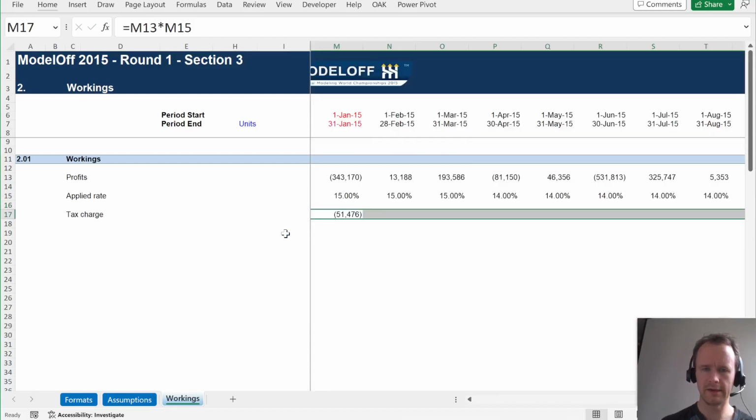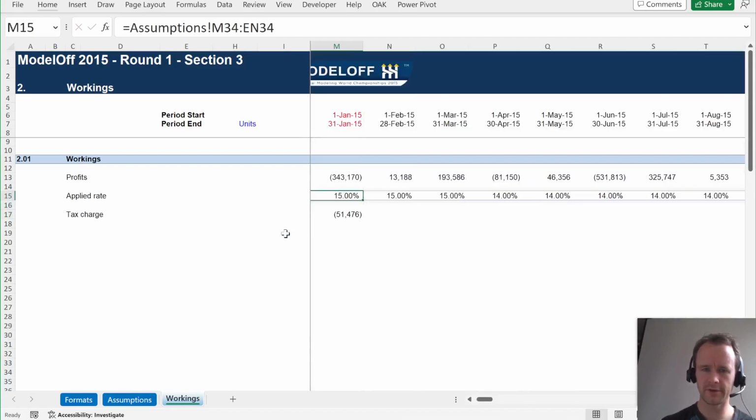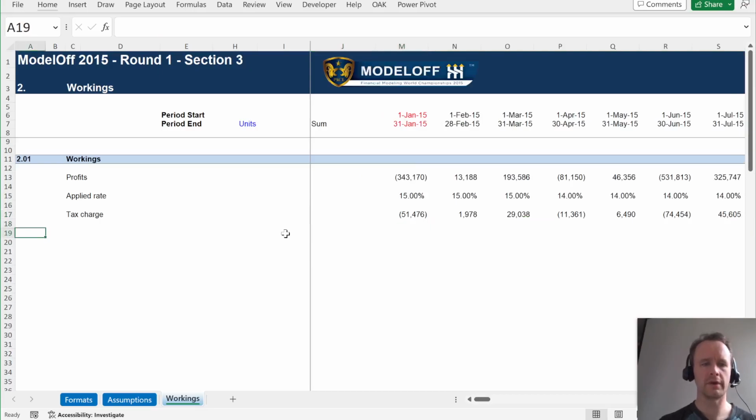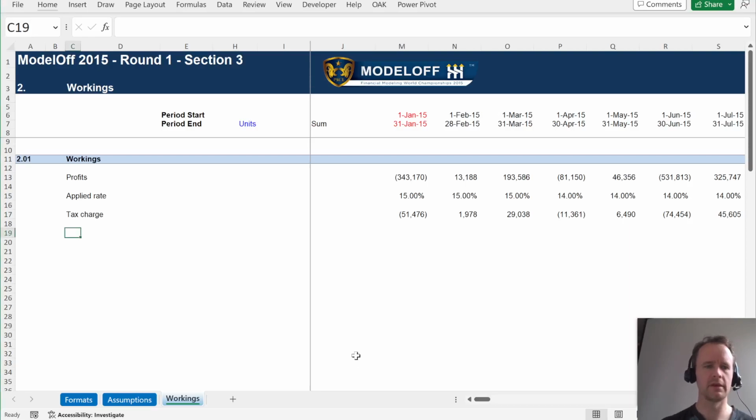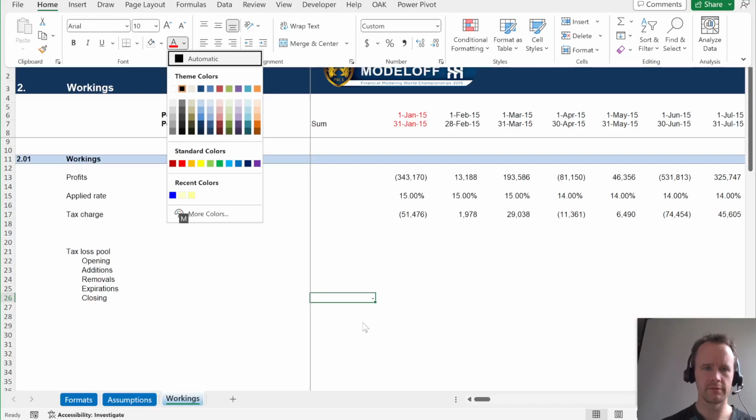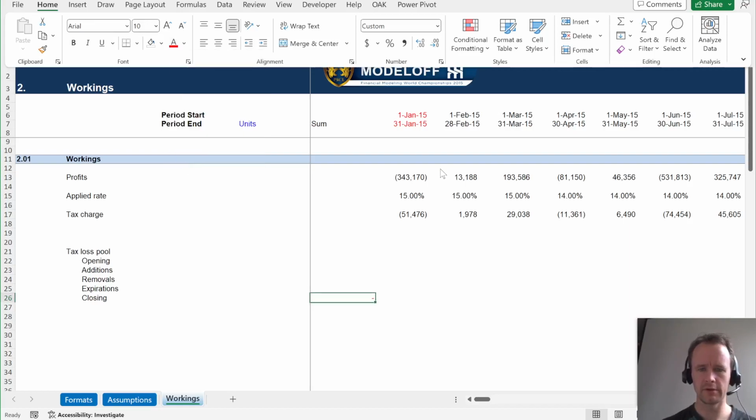Sorry, I've got to hide my extra columns again. Control-Shift right. Okay, so now let's work out my tax loss pool and my tax payable. So tax loss pool, we're going to have opening, additions, removals, expirations. I'm just going to put in a placeholder for it right now. I'm not actually going to work it out yet. And closing. So we know that it starts off with a balance of 0. Let's format that a different color.